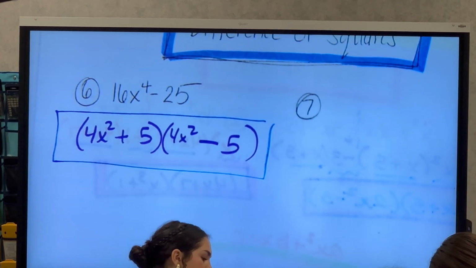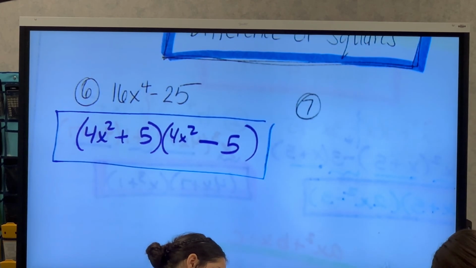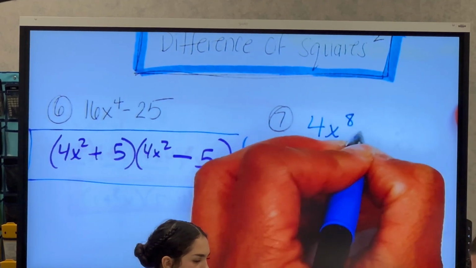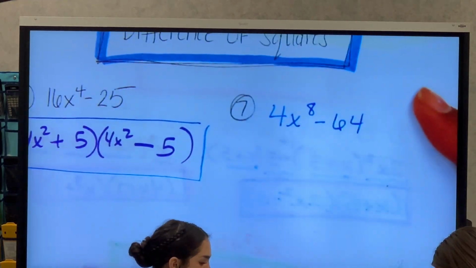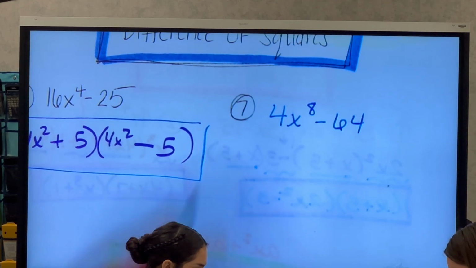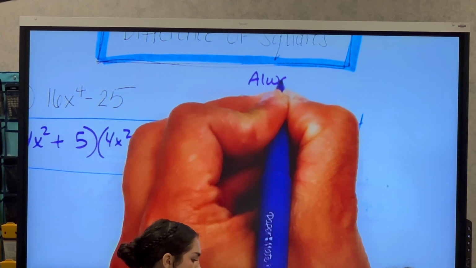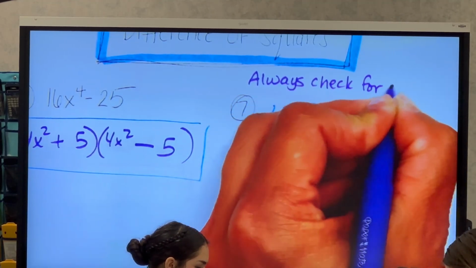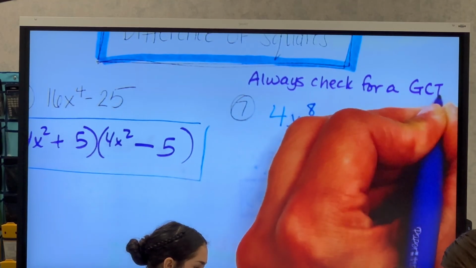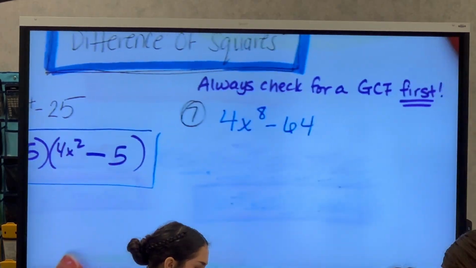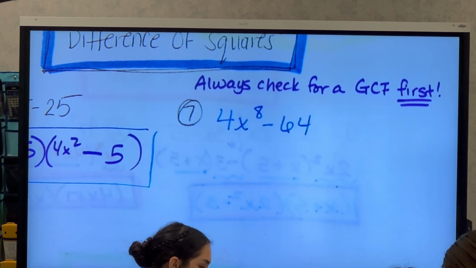All right, number 7 is not there, but I'm going to have you guys write it in. So for number 7, I want you guys to do 4x to the 8th minus 64. And here's my hint to help get you started on this one. Always check for a GCF first. Always check for a GCF first. That's going to be my hint for number 7.